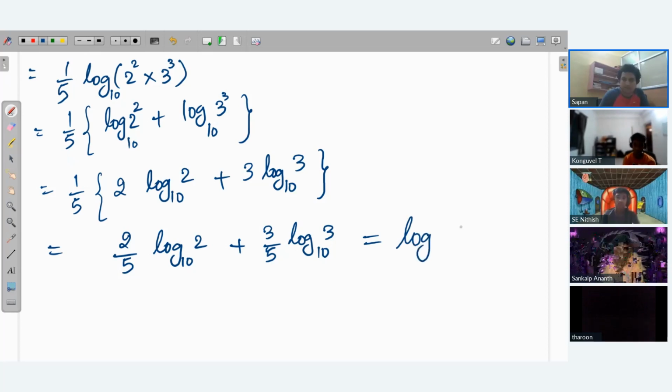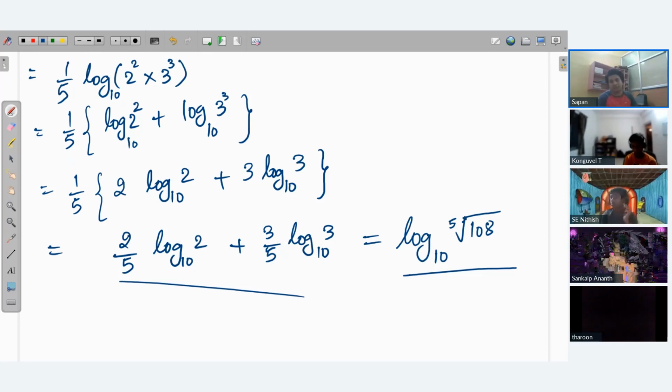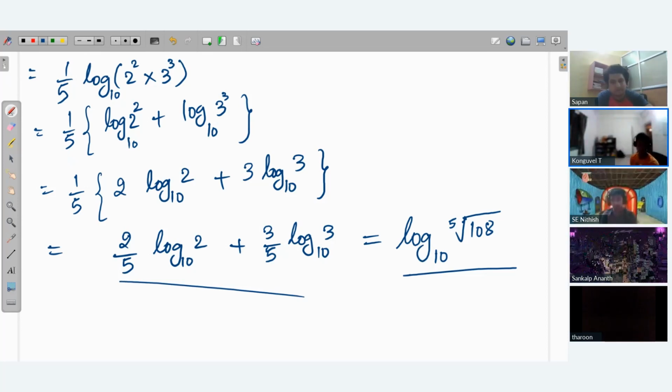What is the final expression? Log on base 10, fifth root of 108. So this is expressed in terms of log 2 on base 10 and log 3 on base 10. Understandable? Yes, sir.